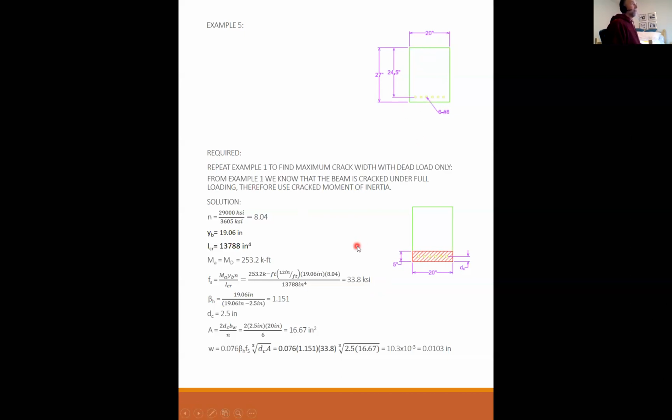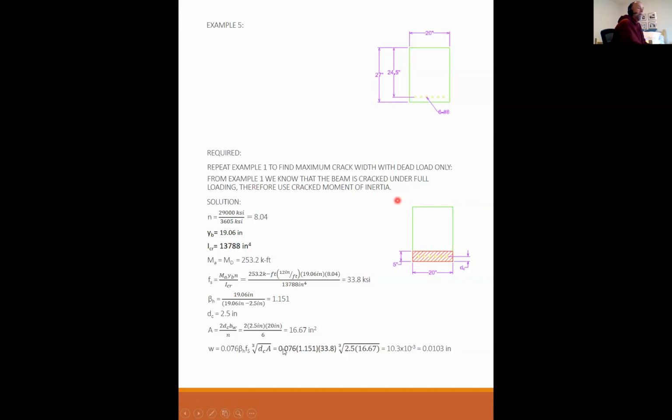But one important thing is, if you're constrained to a certain depth, so let's say this is the beam size, I can't change it. I have to be 20 inches wide. I can't go more than 27 inches deep. What can I do? Won't you put compression steel? Compression steel would help a little bit, yes, because it would add to your cracked moment of inertia, yes.